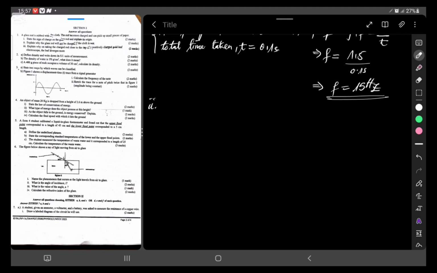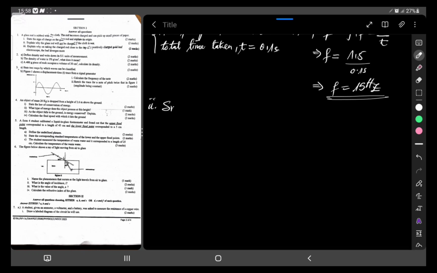You can have two musical instruments producing sound of the same frequency, sound of the same amplitude, but they are totally different. For example, you have a piano or a violin, you can have a guitar or a drum. These different instruments have their respective way in which they produce the sound. Okay, now, so if we were to answer this question, since we have to sketch a trace for a note of pitch twice that in figure 1, it means that what? If the note is twice, that means the frequency is also twice.